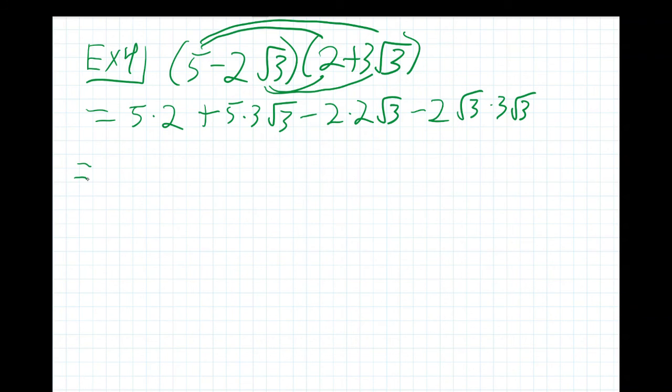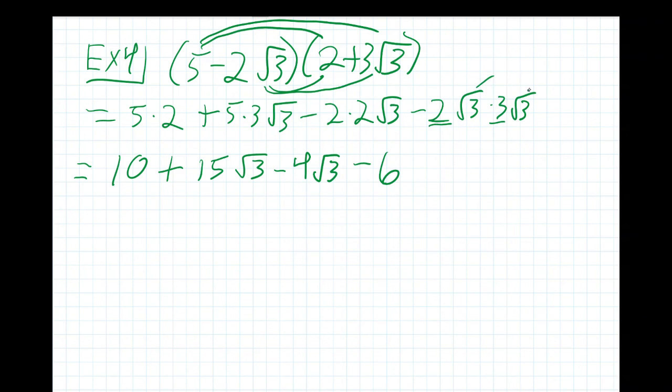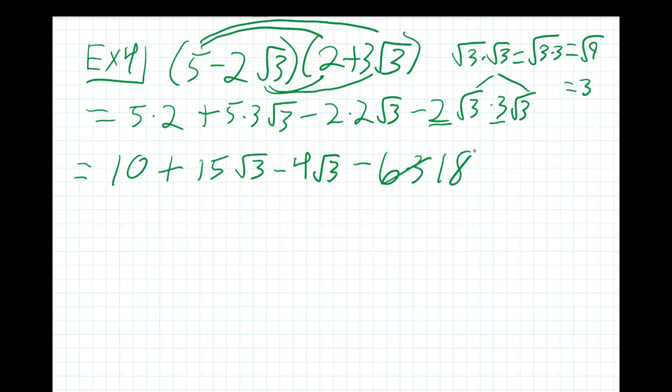So now let's clean all this up and get it simplified. 5 times 2 there, nice and easy, that's going to be 10. 5 times 3 there is 15 square root of 3 minus 4 square root of 3 minus 2 times 3 is 6. The square root of 3 times the square root of 3, well, that's equal to the square root of 3 times 3, which is equal to the square root of 9. And that becomes 3. So we're left with 6 times 3 there. 6 times 3, that's just going to become 18.